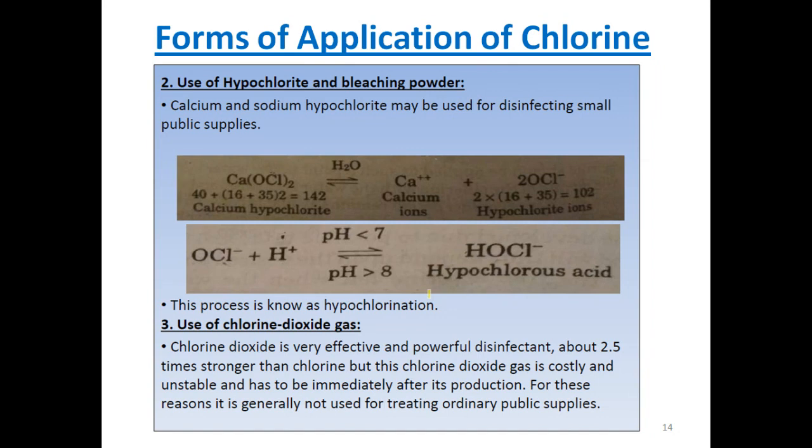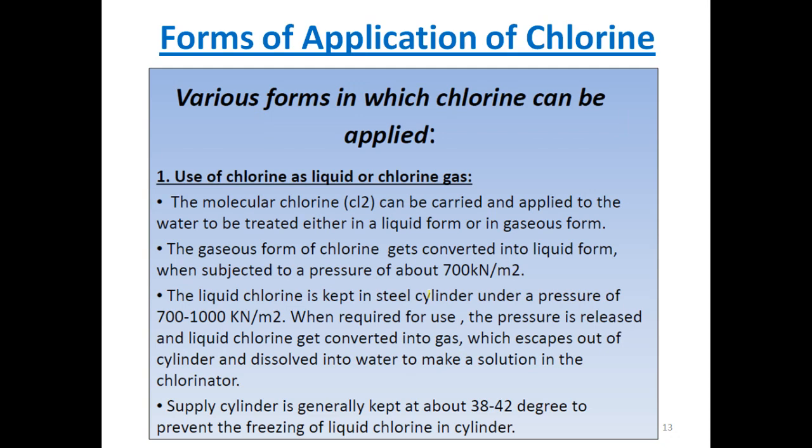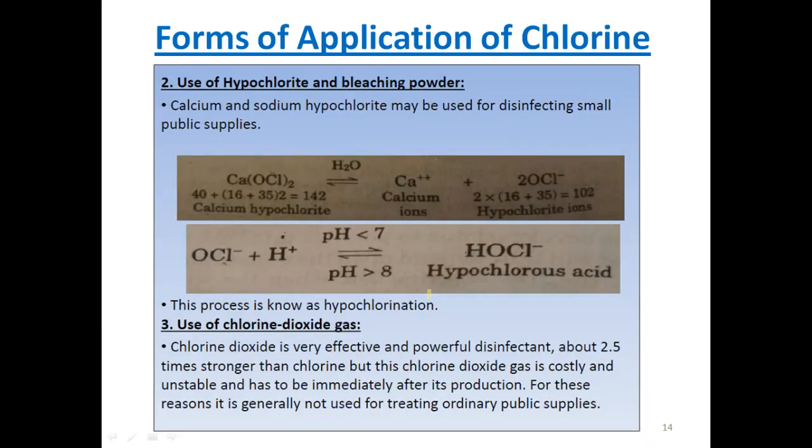Now, use of chlorine dioxide. We saw three methods of using chlorine: use of chlorine as liquid, use of chlorine as gas, and use of hypochlorite and bleaching powder. Now, use of chlorine dioxide.